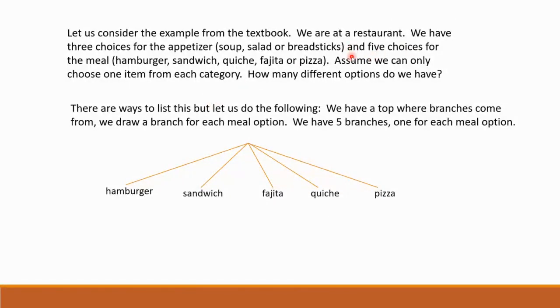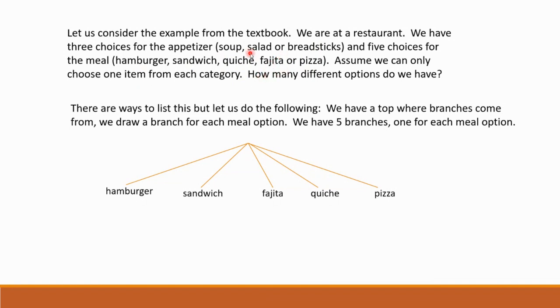Basically, the example is this. We're at a restaurant, and the restaurant has 3 choices for the appetizer, what you eat before the meal. So we have soup, a salad, or just breadsticks. And for the meal, there's 5 choices. You have hamburger, a sandwich, quiche, fajita, or pizza. I don't know what restaurant this is, but that doesn't matter.